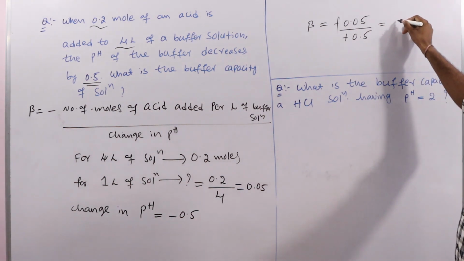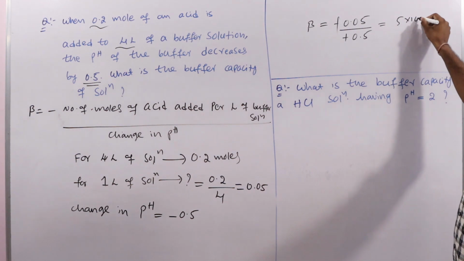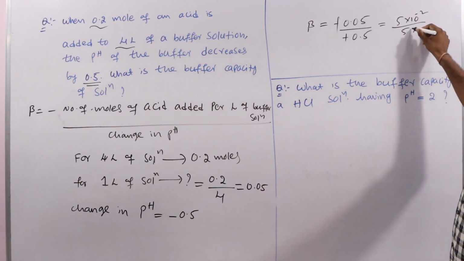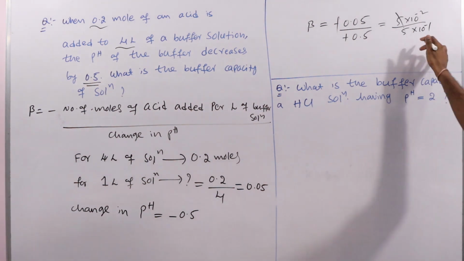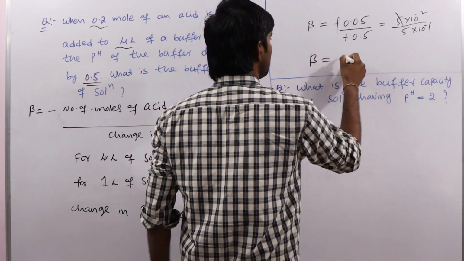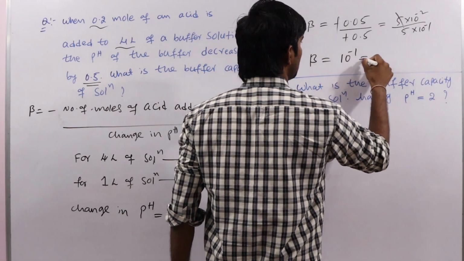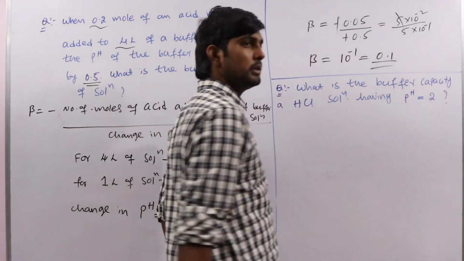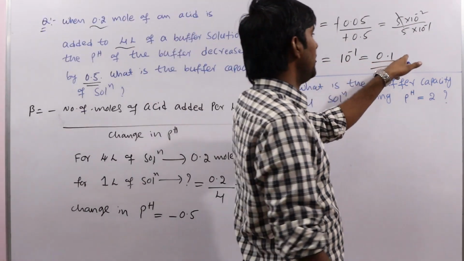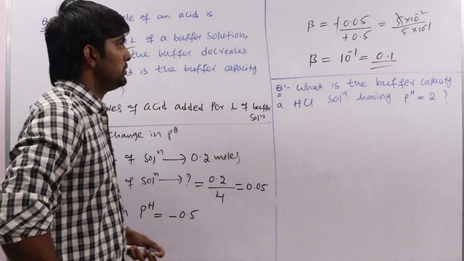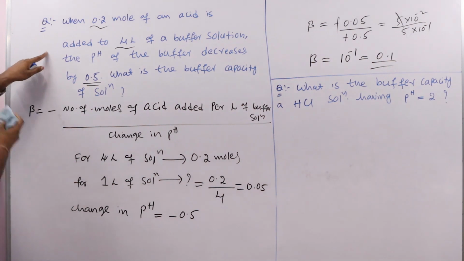So overall we can write 5 into 10 power minus 2 by 5 into 10 power minus 1. The 5 will get cancelled. So beta is equal to 10 power minus 1, that is nothing but 0.1. So the buffer capacity of this solution is 0.1.